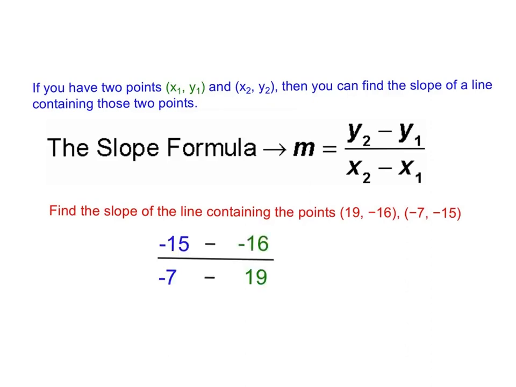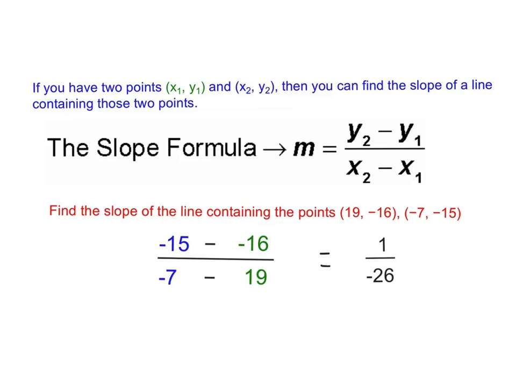Negative 15 minus negative 16. That's another area where people mess up. It's always minus in the middle. Okay? Don't forget to keep your signs straight. This is still negative 16. Positive 19. Okay? Always minus in the middle. So when I subtract a negative, that turns into what? Positive or addition. So what you should have gotten is 1 over negative 26.